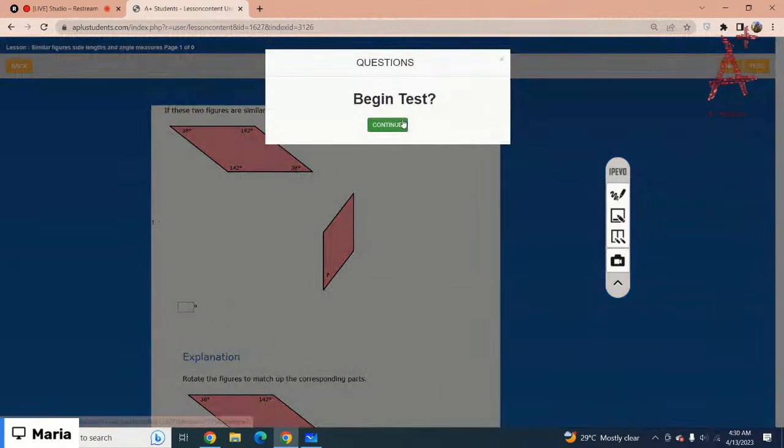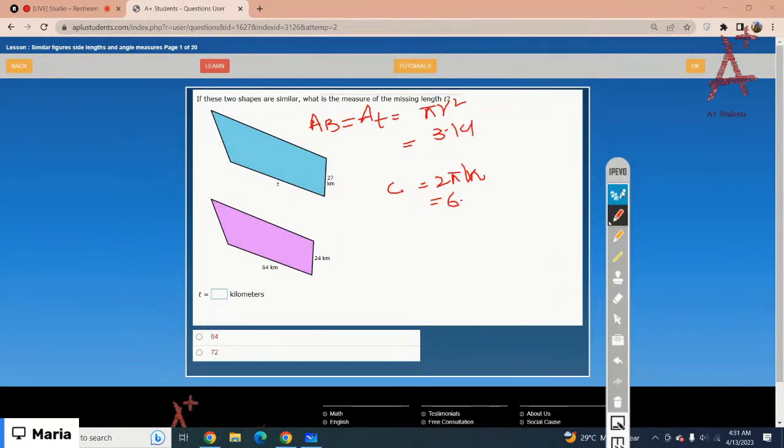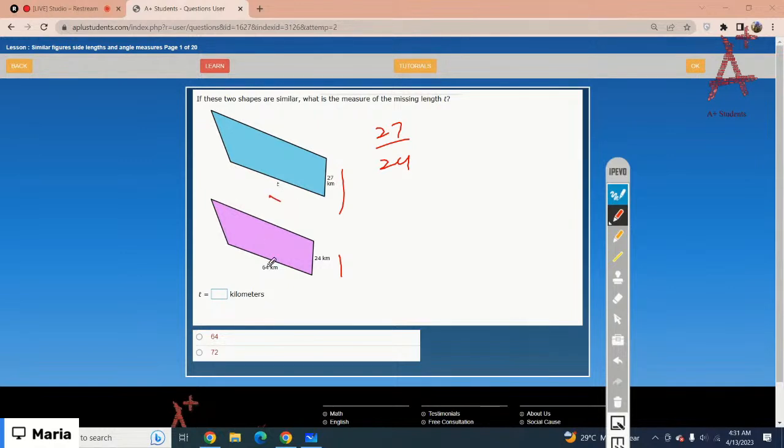We can do it on the test. If the two shapes are similar, what is the missing length T? Got it? So first of all, just make a proportion between the similar sides. So this side and this side are similar, so it would be 27 over 24. Then this one and this one are similar, it would be equal to T over 64. Got it? Just equate these two ratios and solve for T. It would be T equals 27 times 64 over 24. Got it? Let me just do the calculations.